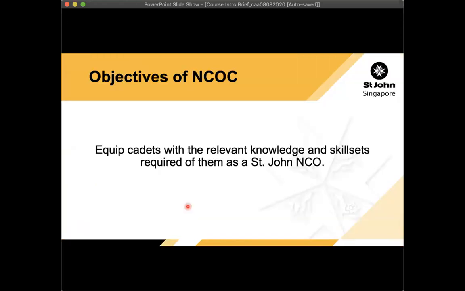Which brings me to my next point, which is: what is the objective of the NCO course? As I've said, it is to equip you with the relevant knowledge and skill sets so that you can effectively serve your job as an NCO in your corps, together with your fellow NCOs, your corps officers, and your teacher in charge.